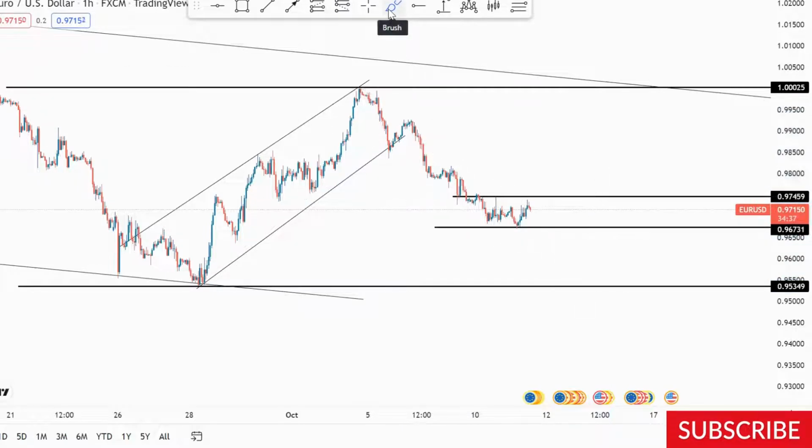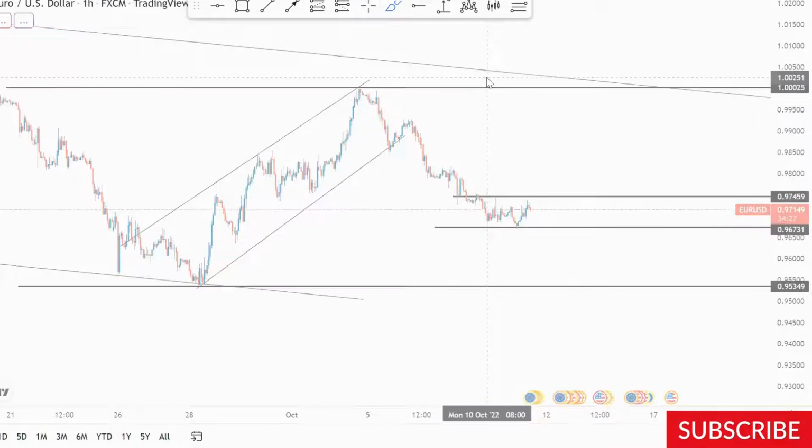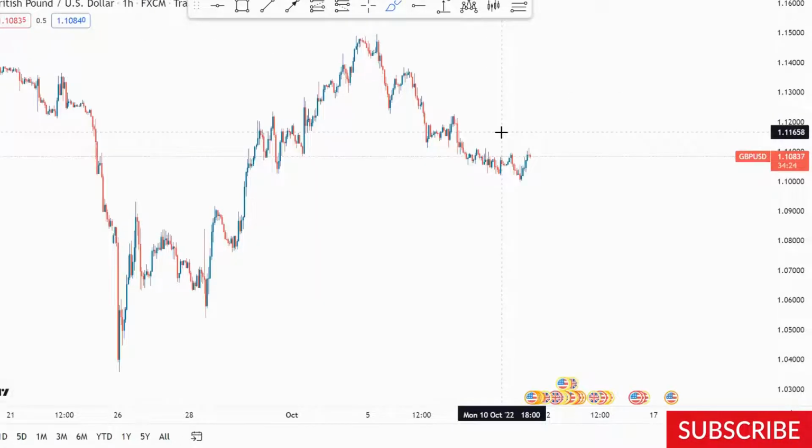So this is what I see. Comment down below, guys, what do you think? Is it more likely a sell, or is it more likely a buy? I would like to hear your thoughts. Comment it down below. Let's go to GBPUSD now.